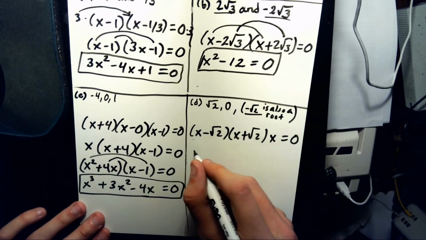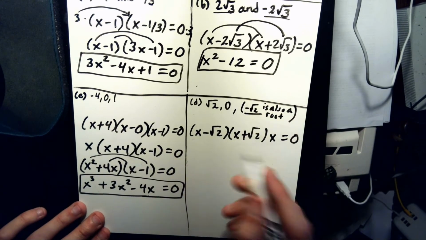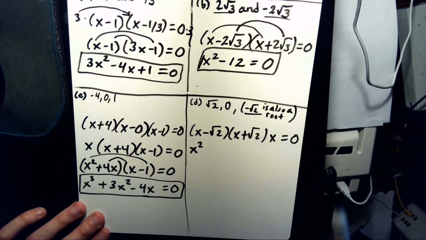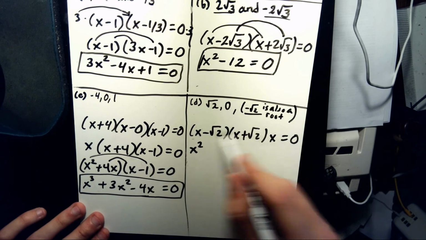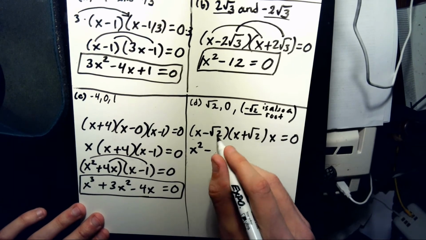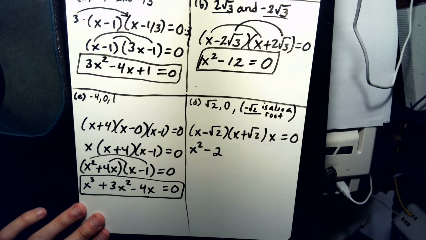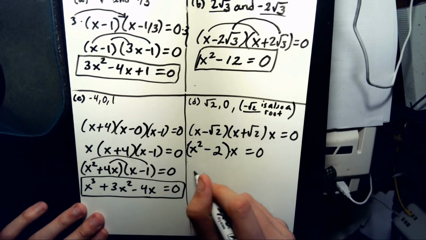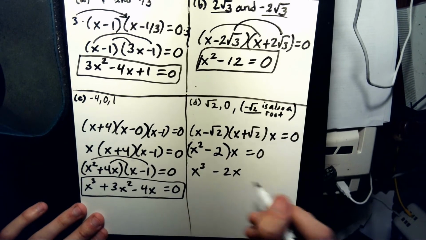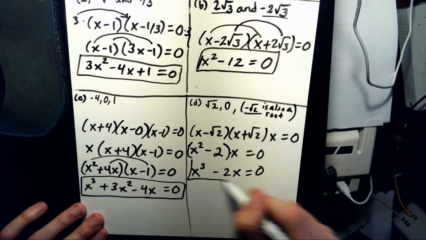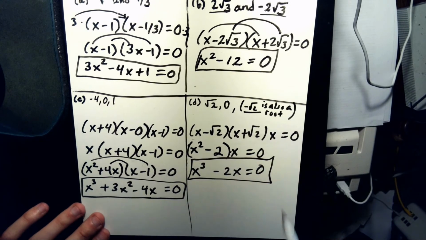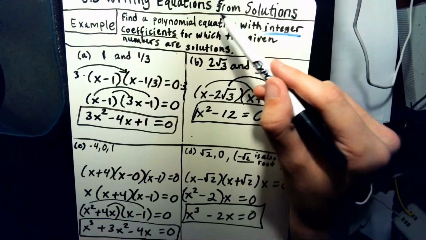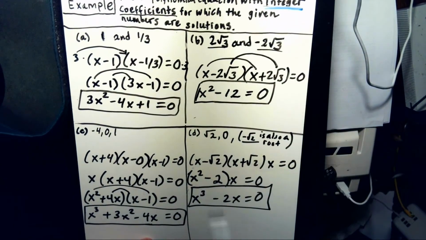And now if we multiply this out, we get x times x is x squared. Remember the conjugates: when you're multiplying conjugates, the outer and inner parts cancel, so you're just left with a minus root 2 times root 2, that's minus 2. And then you've got this times x is equal to 0, so that's x cubed minus 2x equals 0. And there we have it. Now we've got ourselves a perfectly nice polynomial equation with integer coefficients.